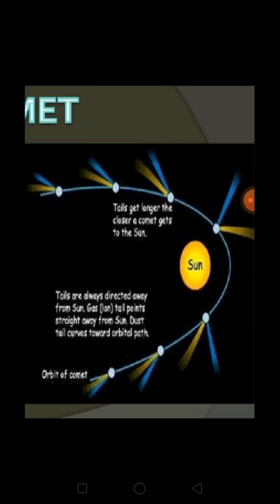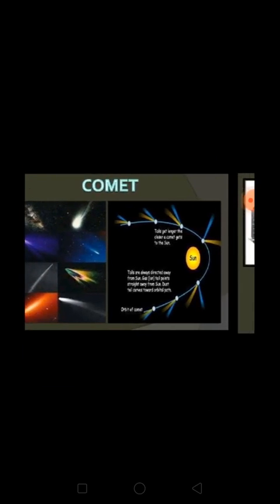One of the most commonly known comets is Halley's Comet, which repeats its visit to the inner solar system every 76 years. Their last visit was in 1986, and we can calculate when it is going to come again for its next visit, right? See over here, these are beautiful pictures of comets.